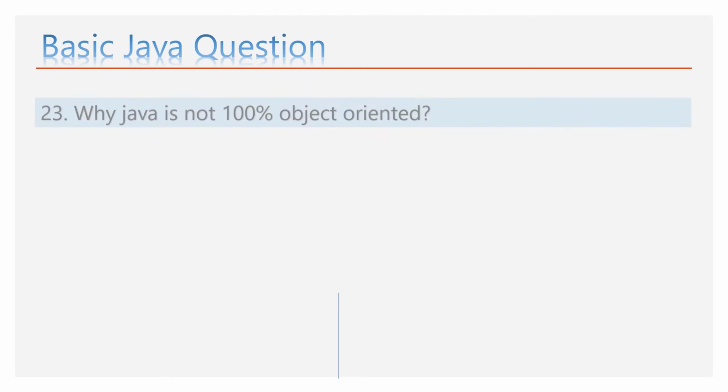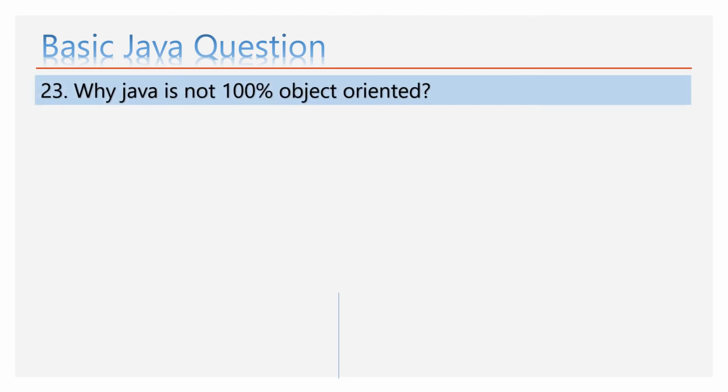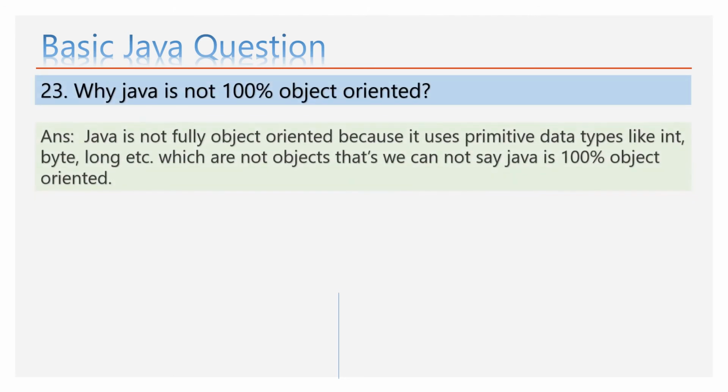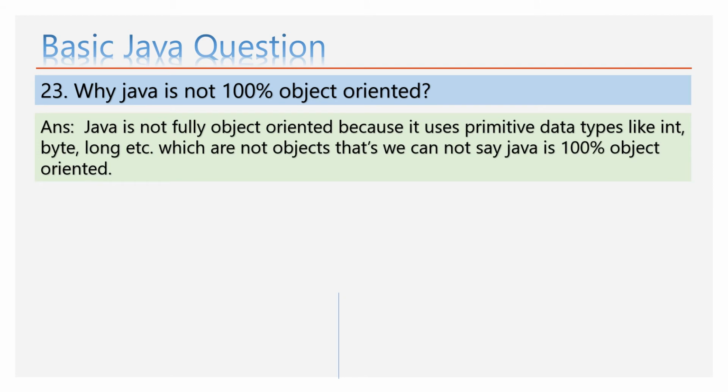Why is Java not 100% object-oriented? Java is not fully object-oriented because it uses primitive data types like int, byte, long etc. which are not objects. That's why we cannot say Java is 100% object-oriented.